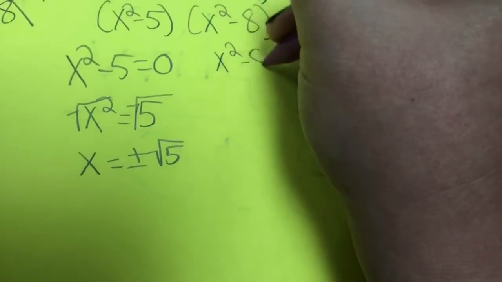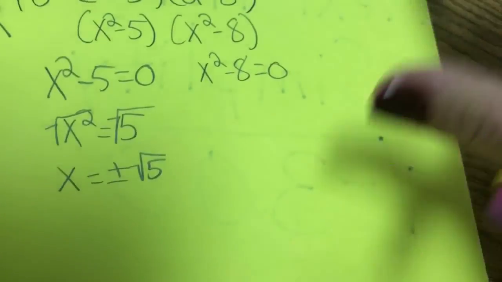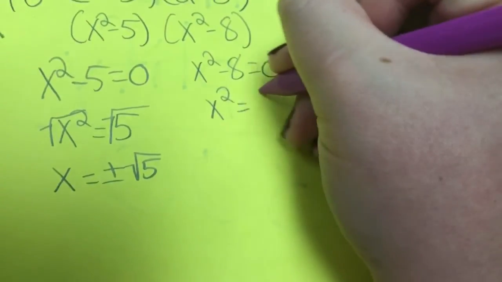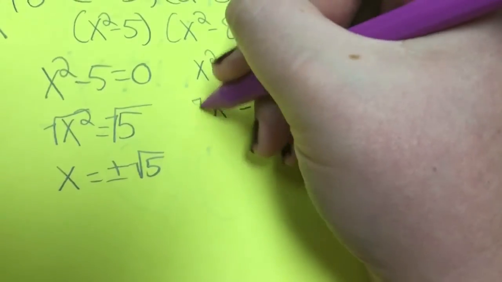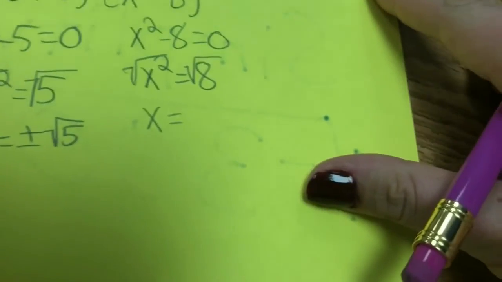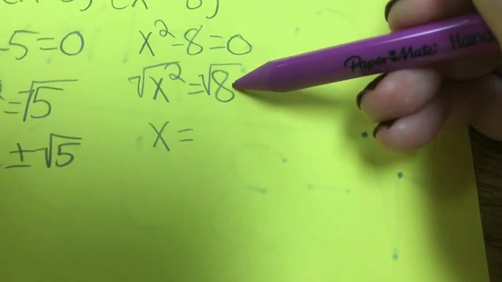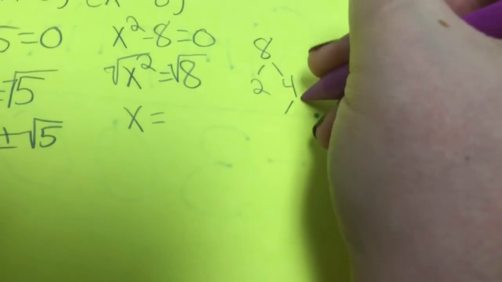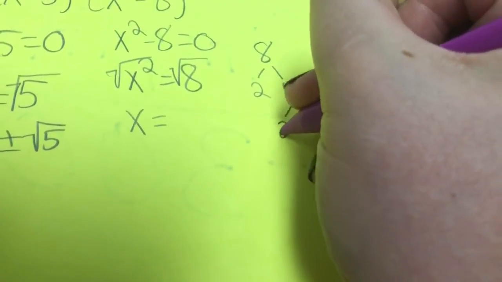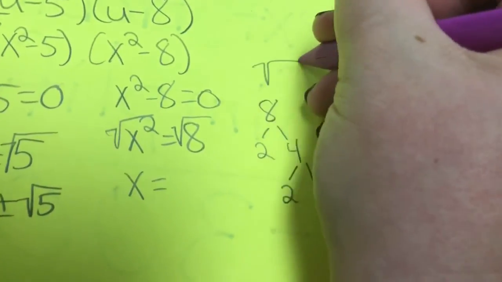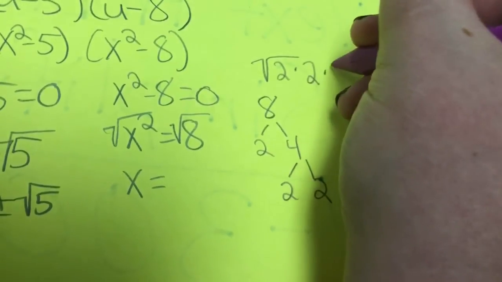x squared minus 8 equals 0 for our second parentheses. We have to move the negative 8, so we have x squared equals 8. Taking the square root, we have x equals, now we can simplify the square root of 8. All of the other ones we could not. So our 8, we have 2 and 4, and our 4 factors out to 2 and 2. So we would have the square root of 2 times 2 times 2.